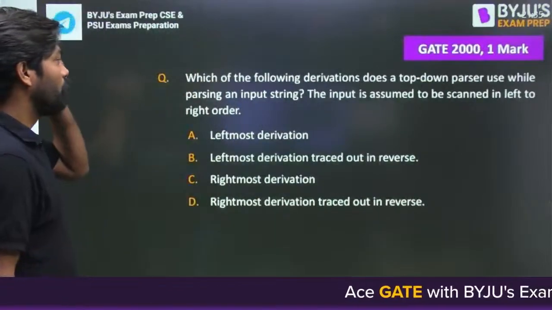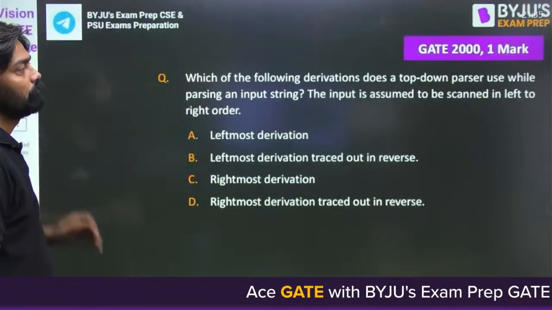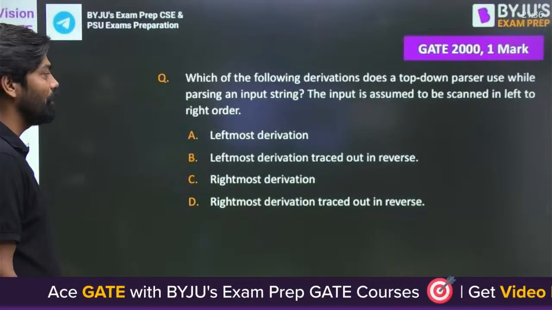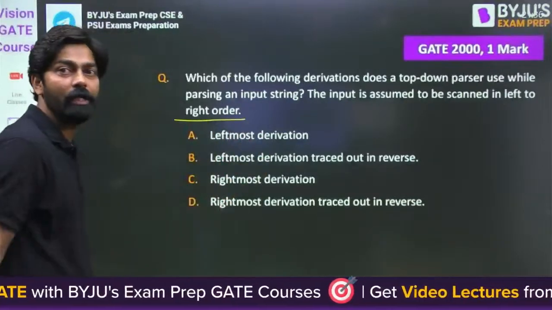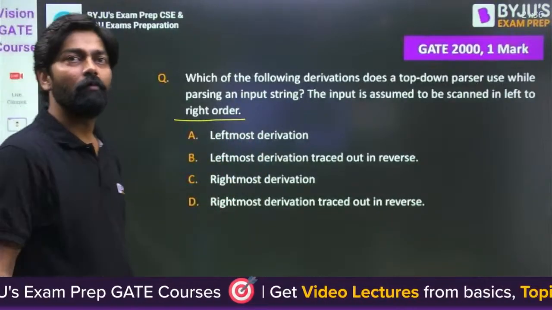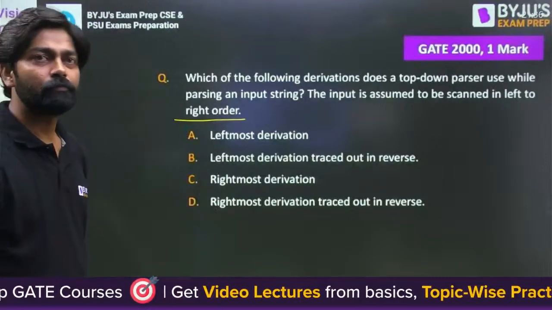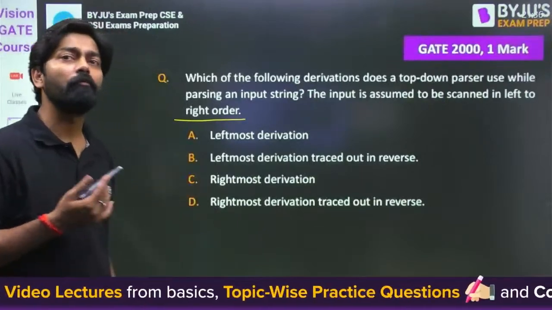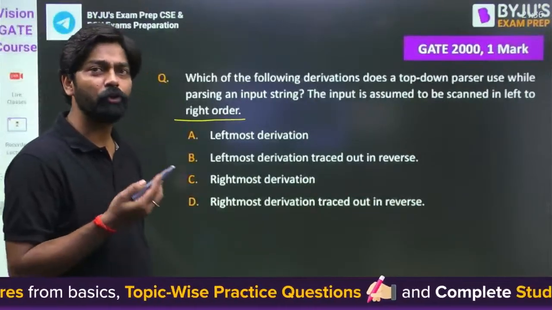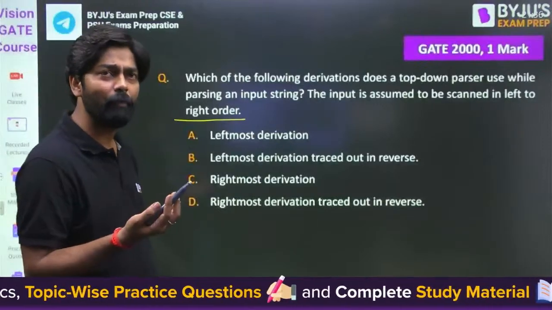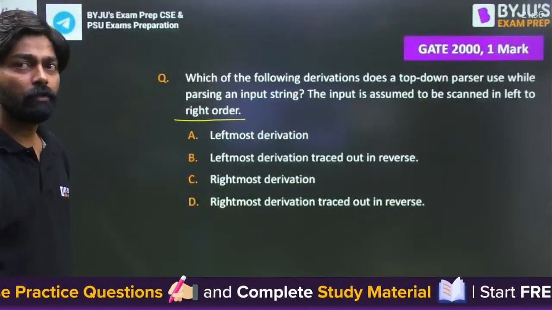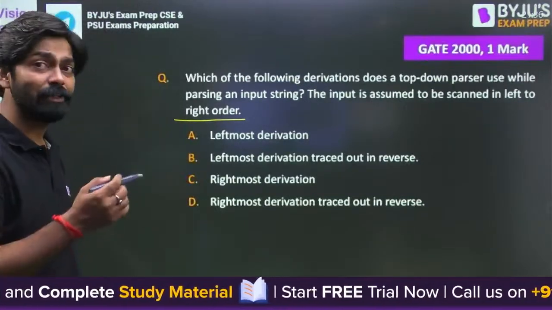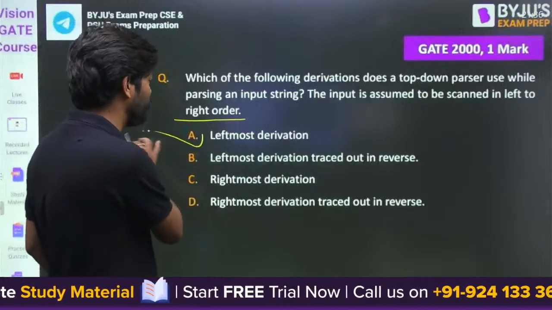So, which of the following derivations does the top-down parser use while parsing an input string? The input is assumed to be scanned in left to right order. I think everyone knows, already I told. What is the answer for this one? Tomorrow onwards you will enjoy more, because more questions will come from LL1 and, my dear friend, bottom-up parser. Parsing is the heart of the compiler, so more questions will come from there and SDT nowadays. Yes, A is the right option, leftmost derivation.